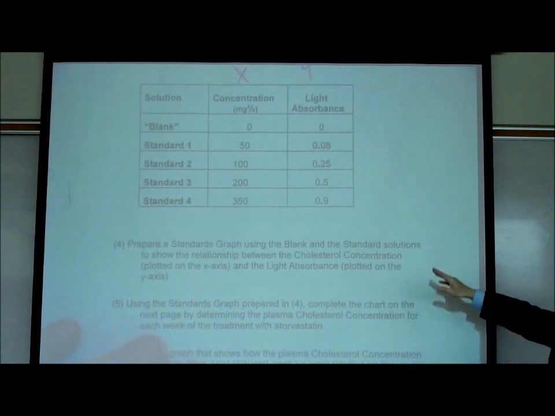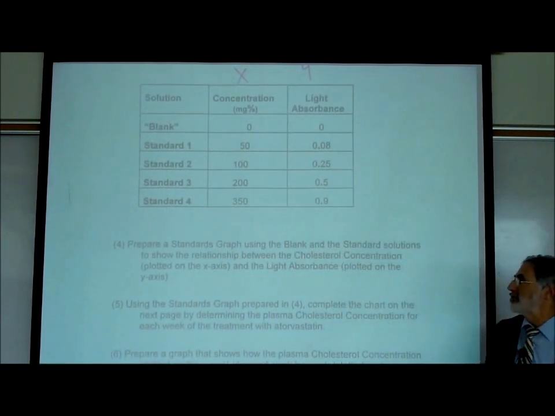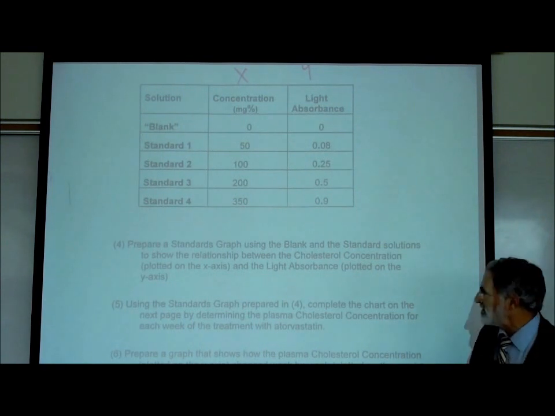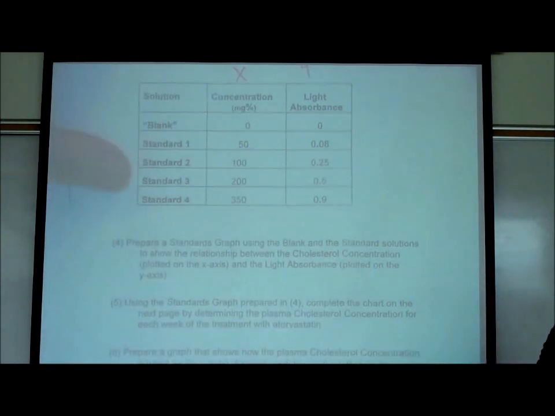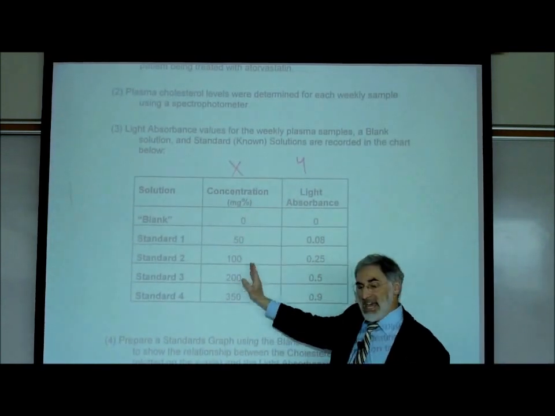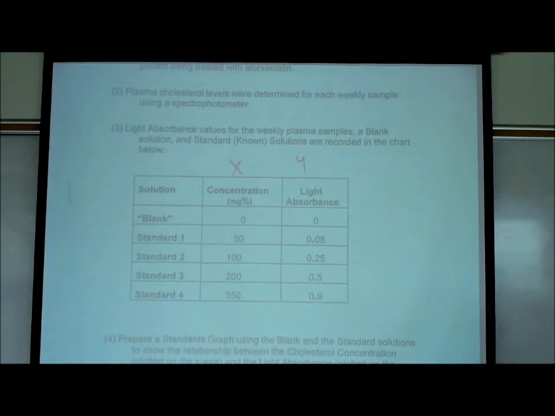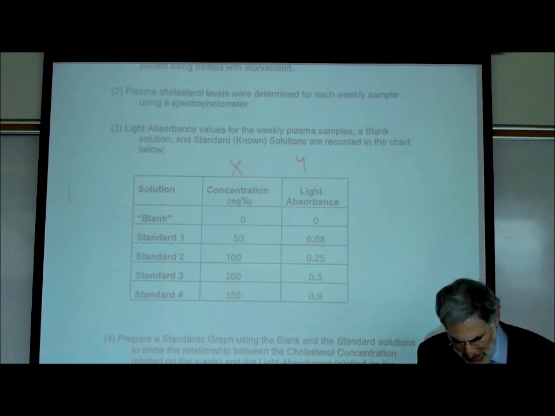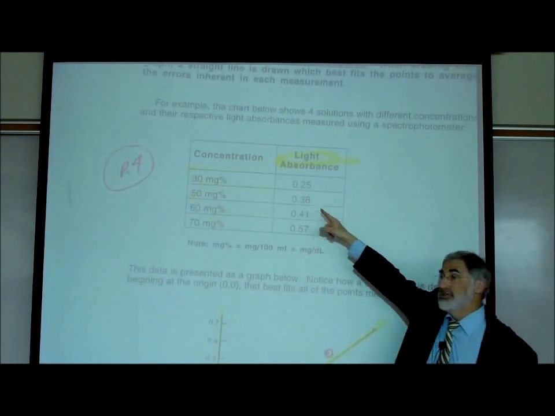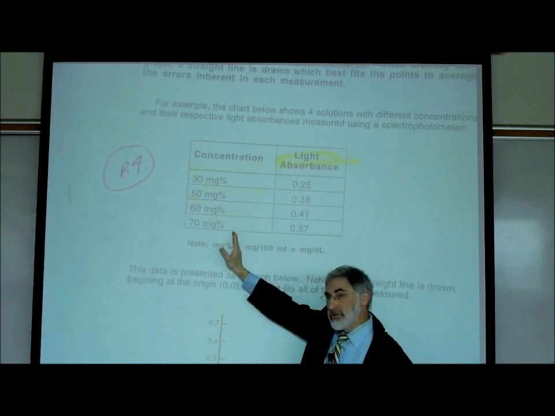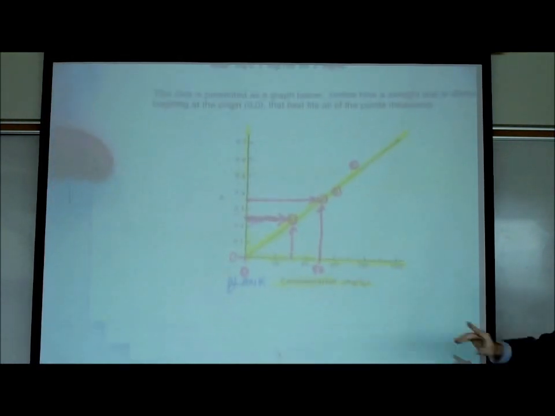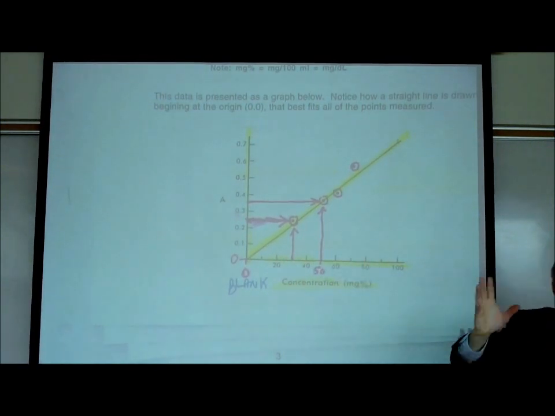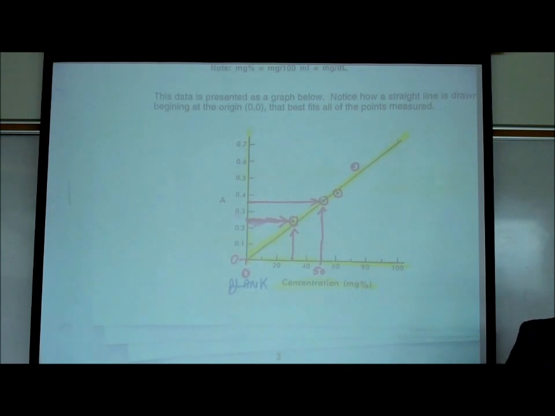Right below this chart, we wrote, prepare a standards graph using the blank and the standard solutions to show the relationship between the cholesterol concentration plotted on the x-axis and the light absorbance plotted on the y-axis. So you're going to take this data, concentration on the x-axis and light absorbance on the y-axis, and create a standard graph. This is exactly what I showed you earlier today on the spectrophotometer handout, with known sugar solutions: the concentration of glucose against the light absorbance, and you construct a graph that shows the linear relationship between them. Once you've created the standard graph, then you can determine the unknowns, the blood samples.